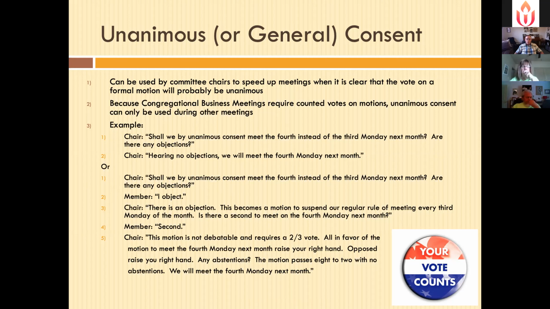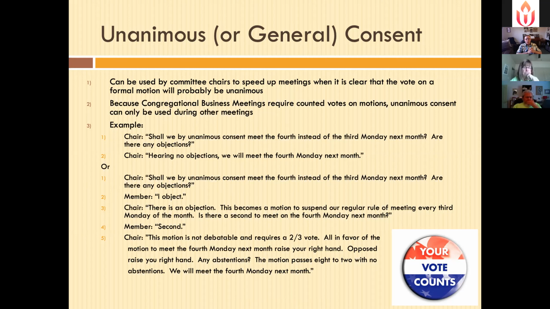Here's an example with an objection. Shall we by unanimous consent, same wording, and somebody objects. I object. There is an objection. This becomes a motion to suspend our regular rules. So suspend the rules of meeting every 3rd Monday of the month. Is there a second to meet on the 4th Monday next month? Member says second. Motion's not debatable and requires a 2/3 vote because we're changing kind of the rights and rules. It requires a 2/3 vote.